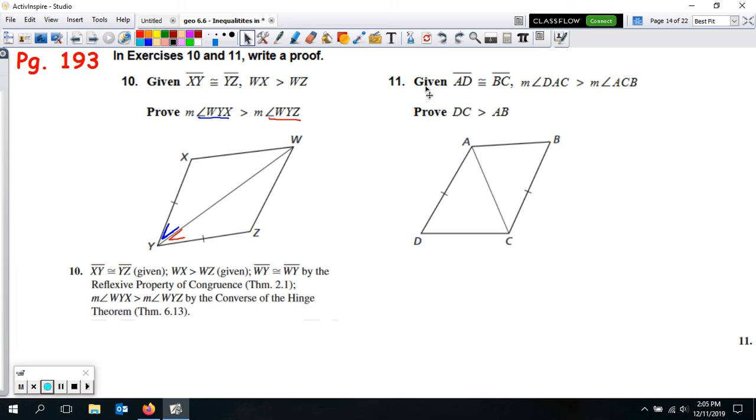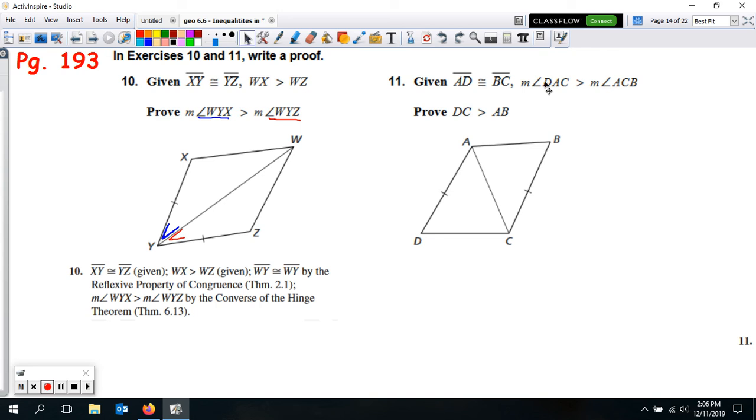All right, for number 11, same thing going on here. We want to see, what are we proving first? We're trying to prove sides here are not congruent. One's greater than the other. DC is greater than AB. So DC should be greater than AB. And what we're given is some sides on the diagram, and we're given these angles here. One is greater than the other angle.